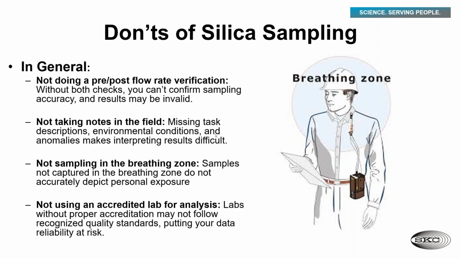In general, you always want to make sure to do a pre and a post flow verification. This is documented on paper. You check it before you sample, you check it after you sample, to make sure that your flows are within 5% of each other. As you do that, based on how much time you sampled, you know the flow rate, so you can then calculate a volume of air that came through that particular cassette. There's a formula for that. I'll show you that on the next couple of slides.